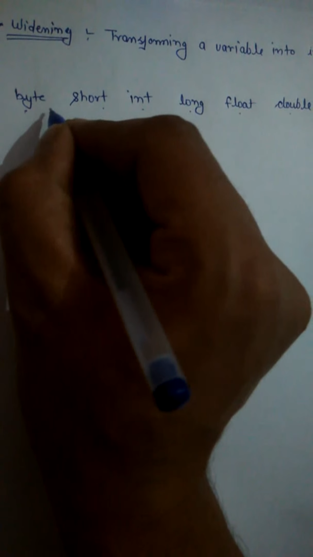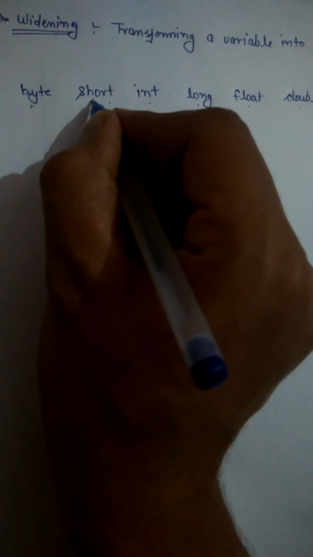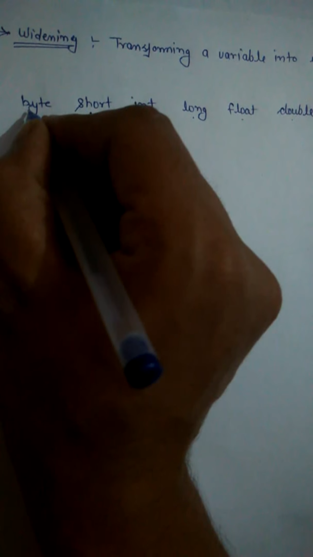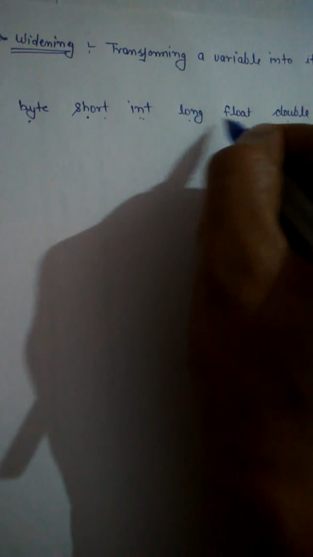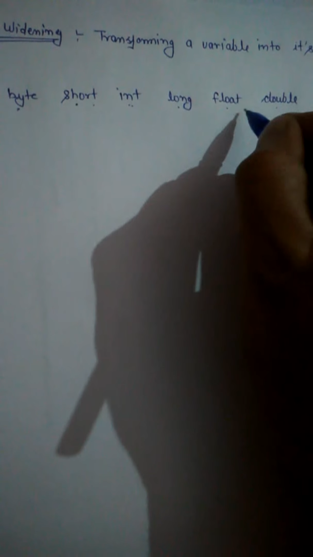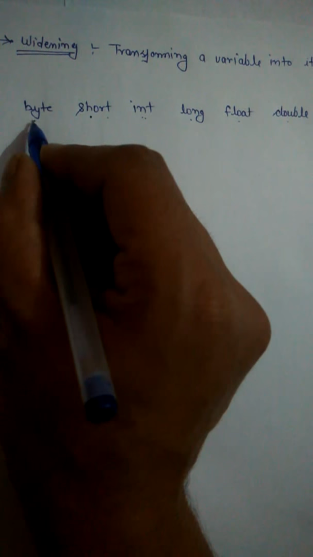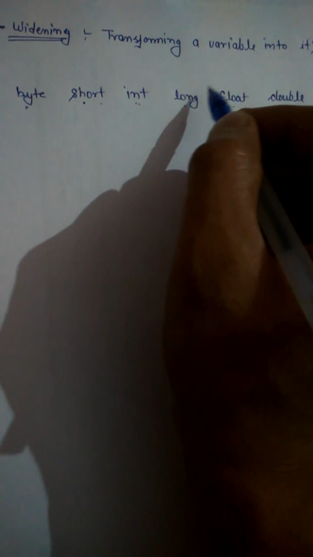Short is the widened type of byte, integer is the widened type of short and byte, long is the widened type of integer, float is the widened type of long and all of its left, double is the widened type of float and all its left. This means a byte can be widened into short, integer, long, float, or double.